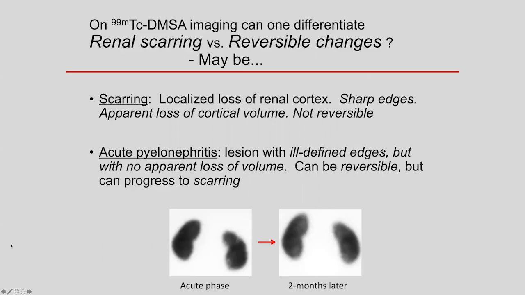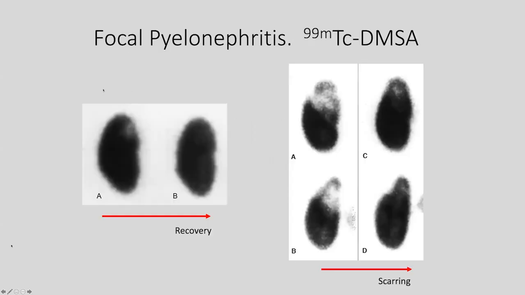The question that has been asked is, can we, doing DMSA scanning, differentiate renal scarring versus reversible changes? It may be possible in some cases. In the case of scarring, there is a clearly localized loss of renal cortex, with sharp edges, there's an apparent loss of cortical volume, and it's not reversible. So one can be pretty confident in that case that this is a scar.